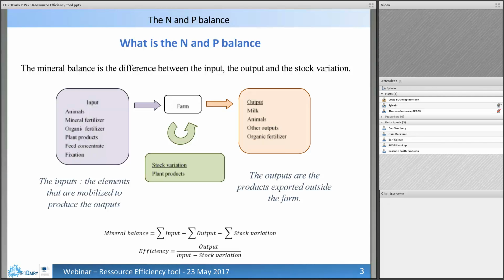Here you can find the representation of the nitrogen and the phosphorus balance, the difference between the input and the output by taking account of the stock variation of the farm. This nitrogen and phosphorus balance allows to assess the potential of production of a system by taking account of the input and the output, and it characterizes the quantity of nitrogen and phosphorus which are lost or immobilized at the level within the systems.